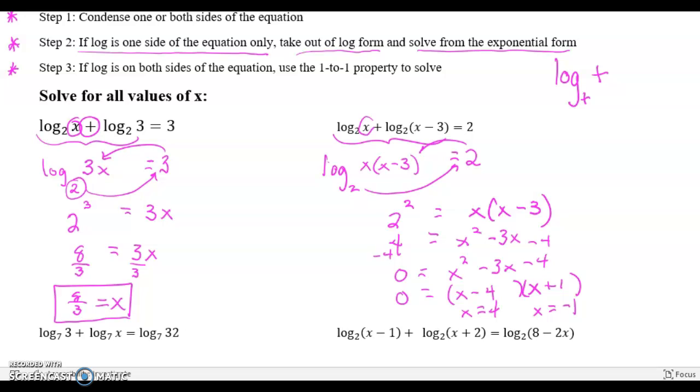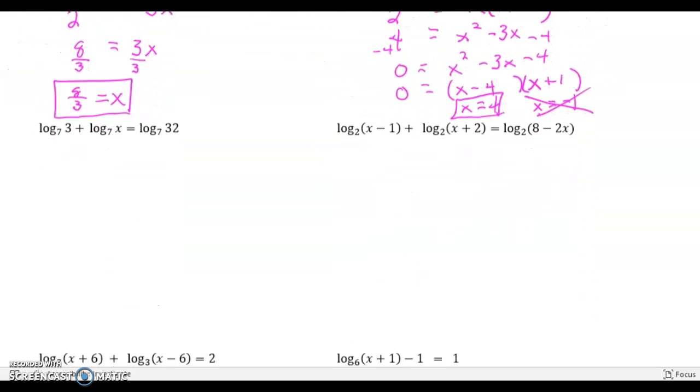We always check back to the original problem. If I were to plug negative 1 in for x, I would have negative numbers after the word log. So negative 1 is a scratch. That is an extraneous solution. However, positive 4 should work. It should be fine. All right, let's move on.